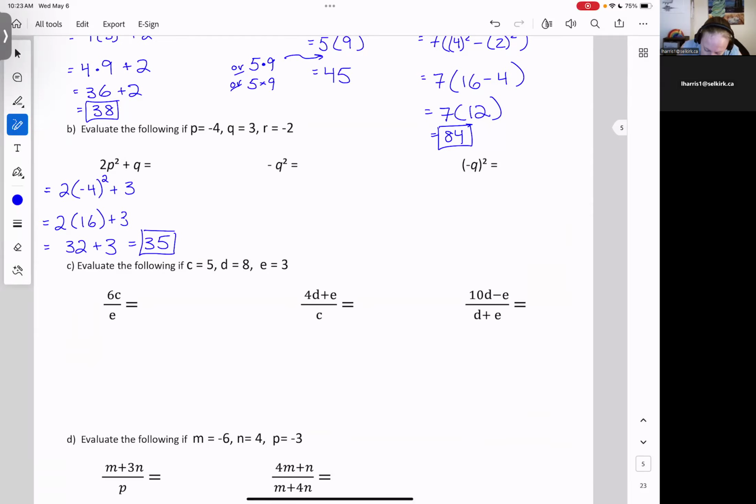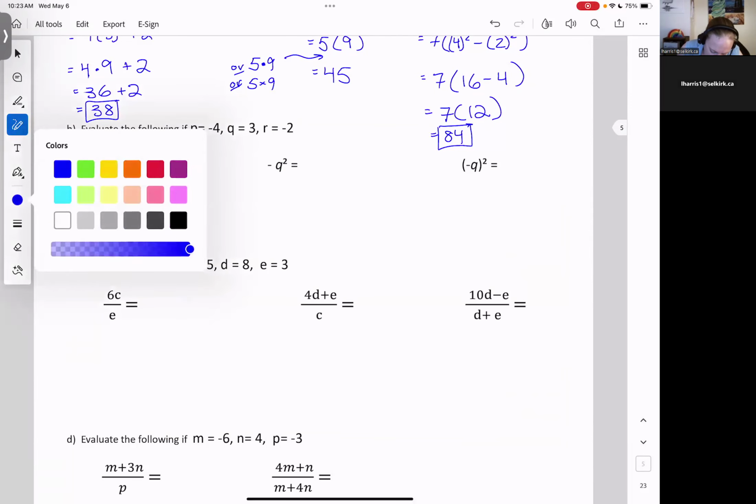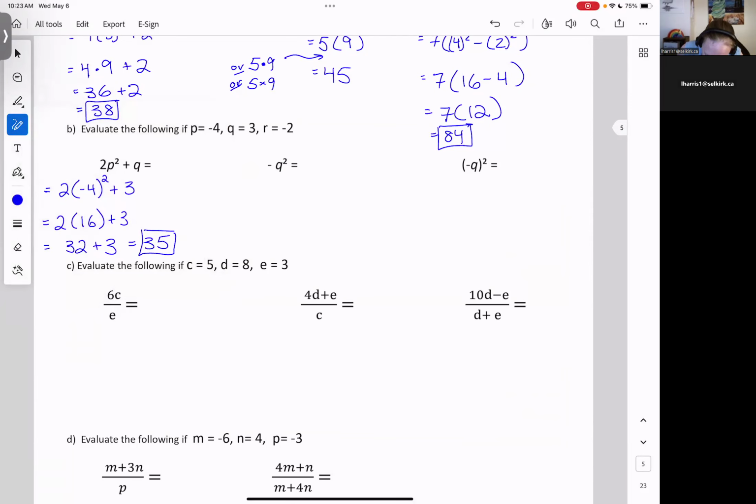Okay, be careful with things like your brackets. Here on this next one, we have negative q squared. Remember, the squared only applies to the q. It doesn't apply to the negative unless I had brackets like this, which I do not. So our negative stays out front. You can think of it as a -1 out front if you want. So we've got a negative, and then q is 3. So the 3 is getting squared, and that gives us -9.